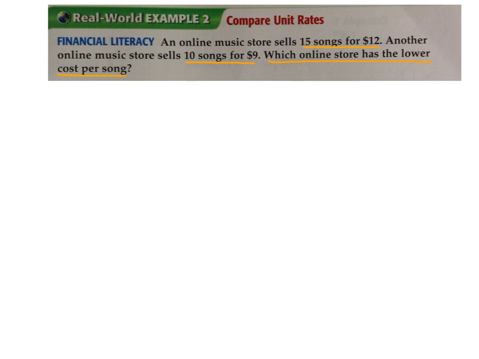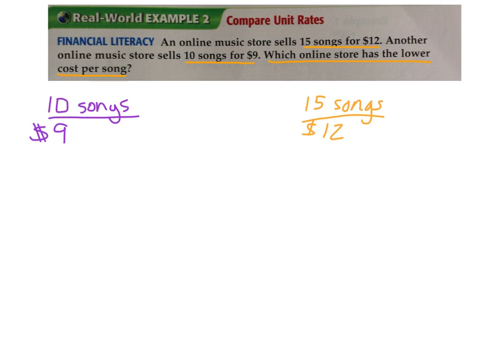So this next problem here is asking us to find which has the lower cost per song. It says an online music store sells 15 songs for $12 and another one sells 10 songs for $9. Which online store has the lowest cost per song? Now in order to find which is the better deal, I could find the unit rate for this ratio and the unit rate for this ratio. And if I do that, it will tell me which is a better deal.